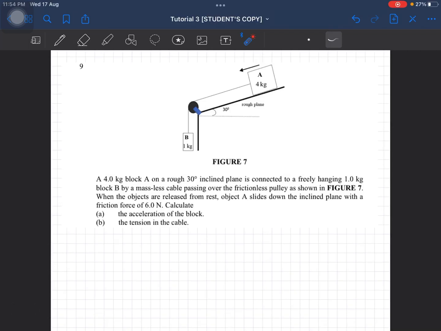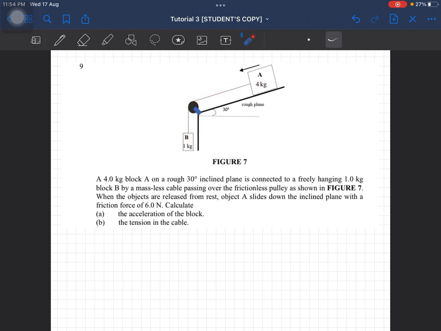Okay, now question number 9. So this one is, instead of it being in the horizontal plane, sekarang ni dia inclined sikit. Okay, so it is a 30-degree inclined plane connected to a freely hanging 1 kilogram block by a massless cable. Time tu lah kita dapat consider this.